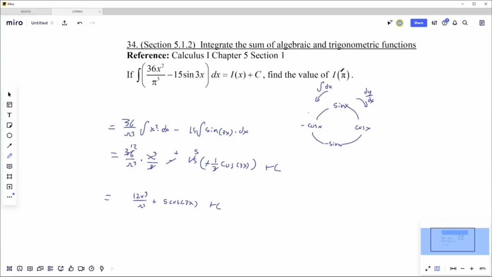And they just want the I of pi, where they say this is I, so this is our I function. This is I of x. So what's I of pi? I of pi is, put here pi, the pi cubed cancels with the pi cubed, you have 12 plus 5 cosine 3 pi. One easy way to do this, well, if you want to do it with a calculator, you can, but cosine of 3 pi can be written as pi plus 2 pi. Cosine's period is 2 pi, so this will make no effect.